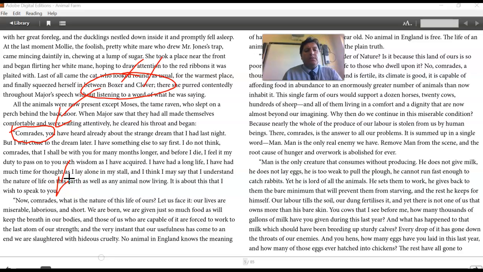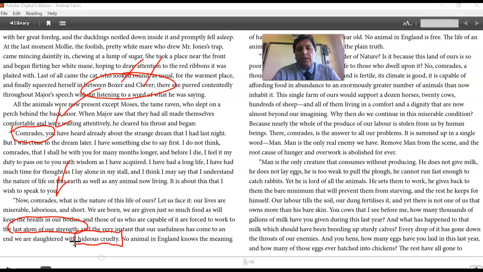Now, comrades, what is the nature of this life of ours? Let's face it, our lives are miserable, laborious, and short. We are given so much food as will keep breath in our bodies. Those of us who are capable are forced to work to the last atom of our strength, so you get this hyperbolic phrasing, and the very instant that our usefulness has come to an end, we are slaughtered with hideous cruelty. And there's some powerful language there as well. So this is persuasive language, speech-making.